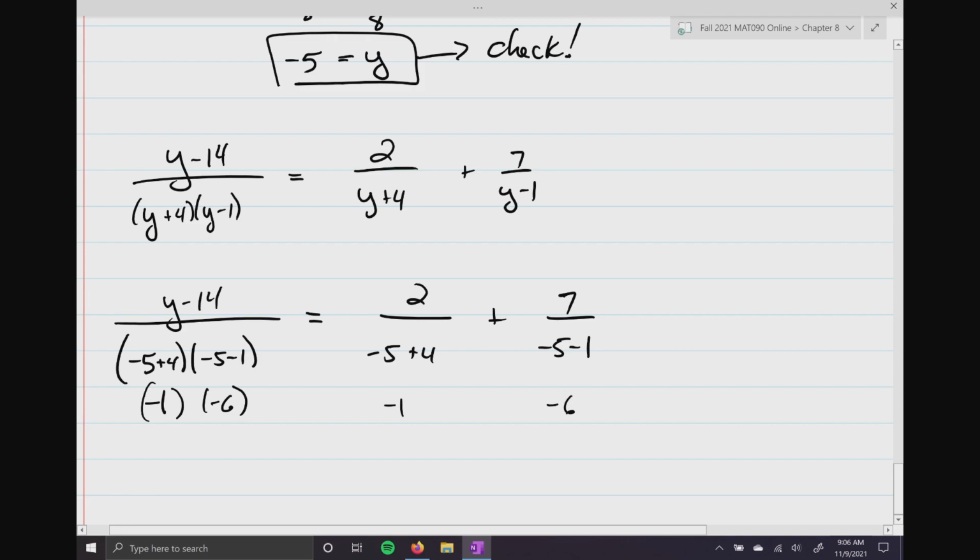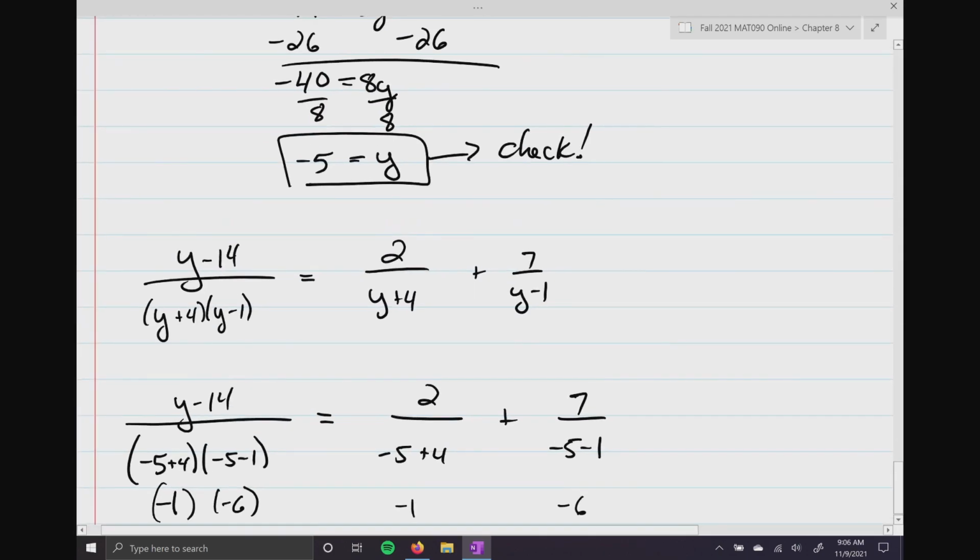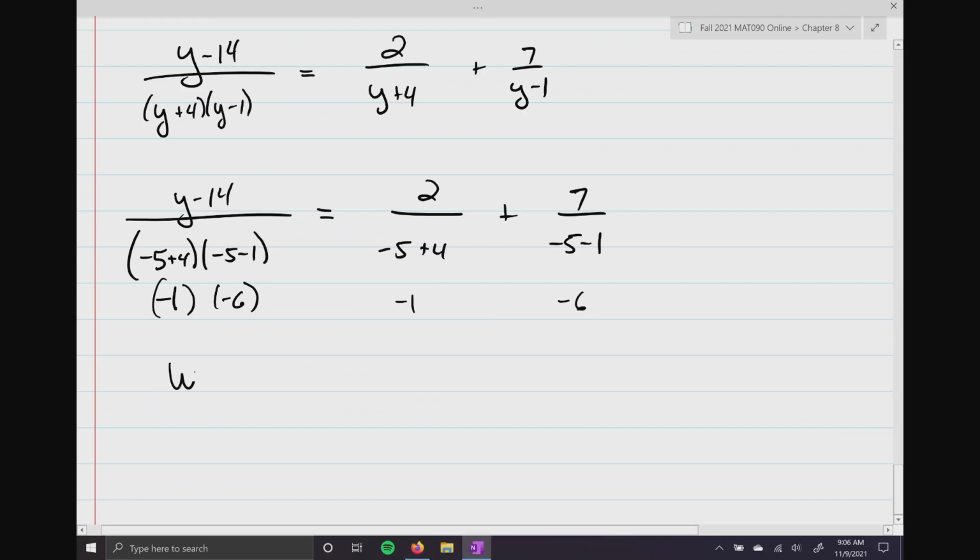So since we never ever get a 0 in our denominator, we are confident that y equals negative 5 is our solution. Okay?